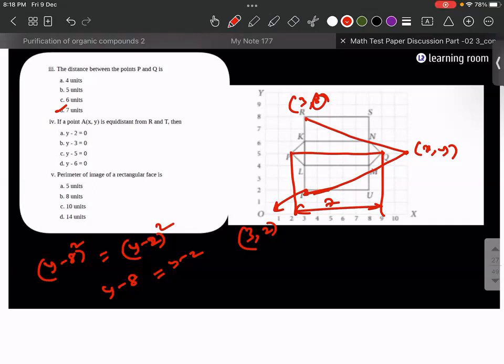What is it? How can y minus 8 be equal to y minus 2? I think the options are wrong. Okay.